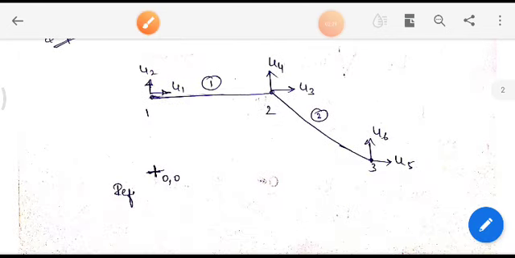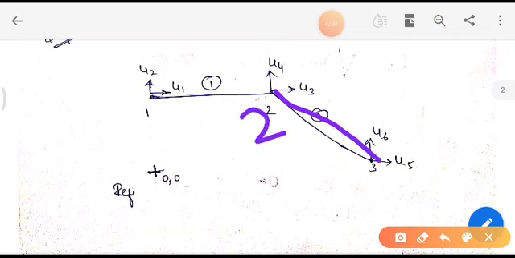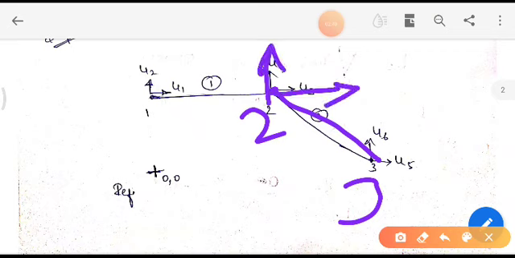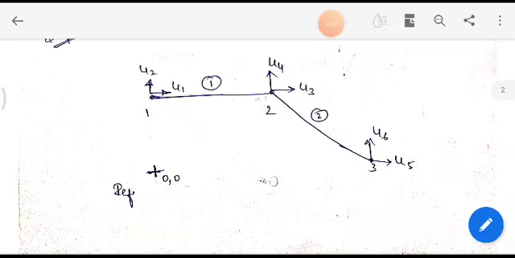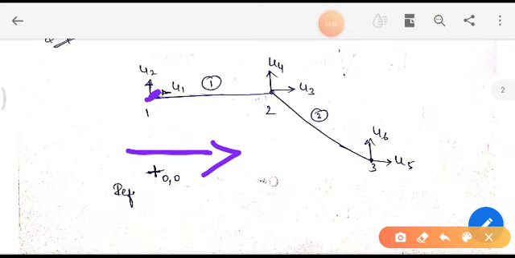Similarly, the second element is connected between node 2 and 3, and node 2 has displacements u3 and u4, which are already described here. Node 3 has displacements u5 and u6, because in the truss problem each bar element is considered a two force member where each node has 2 degrees of freedom, meaning it moves along the x direction and along the y direction.